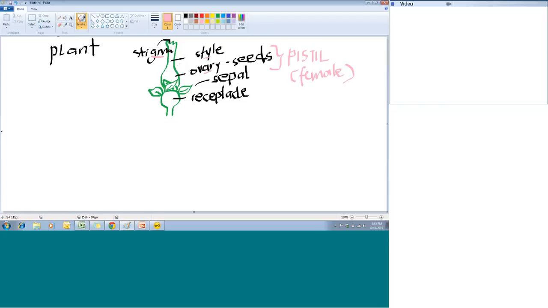Okay, now around the pistil, we see small stalks like this. We call these filaments. Now on the tip of the filament, we have what we call the anthers. The anthers are where pollen is produced.